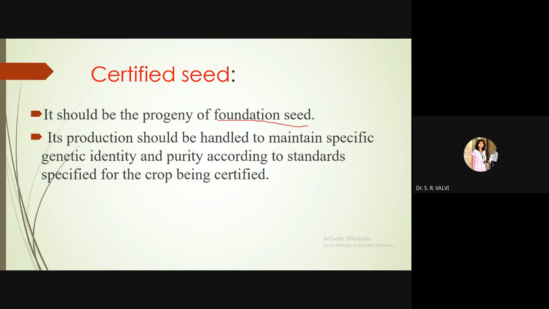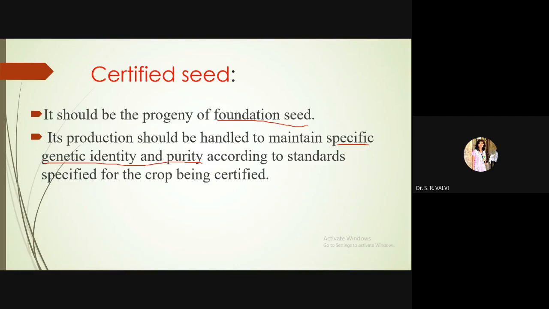Then next, its production should be handled to maintain specific genetic identity and purity. Again see this point, genetic purity and genetic identity: this is a very important characteristic, and these characteristics are repeating. Yes, because these are the standard seeds which are going to be grown in particular institutions only. So this genetic identity and purity you should maintain. Getting? So according to the standards, you have to maintain this genetic identity and purity.